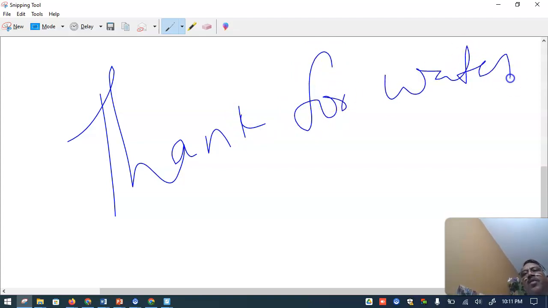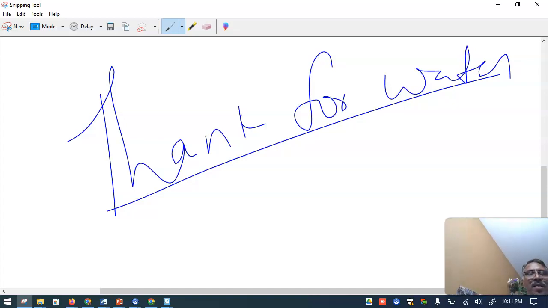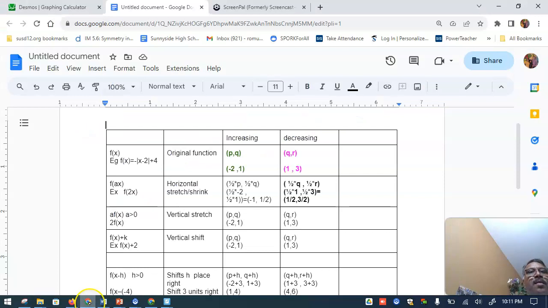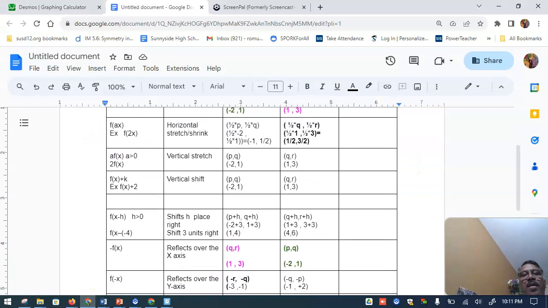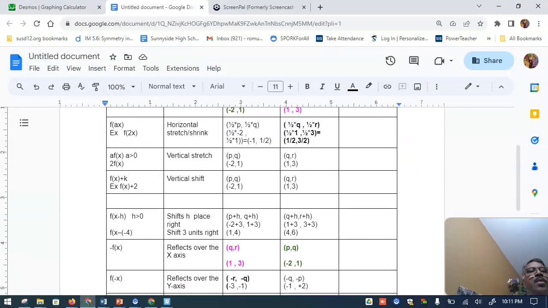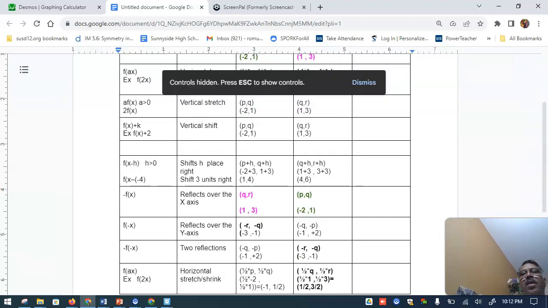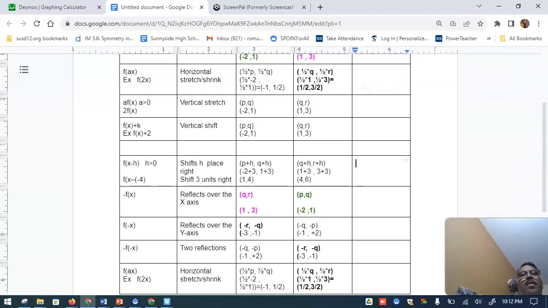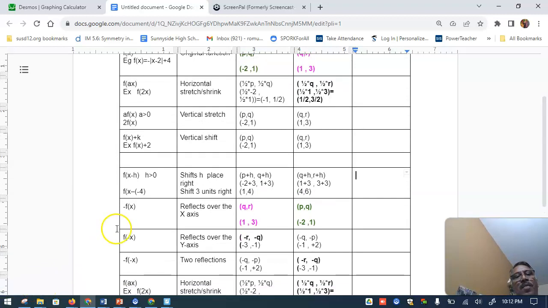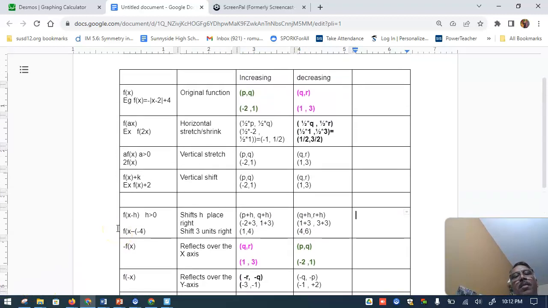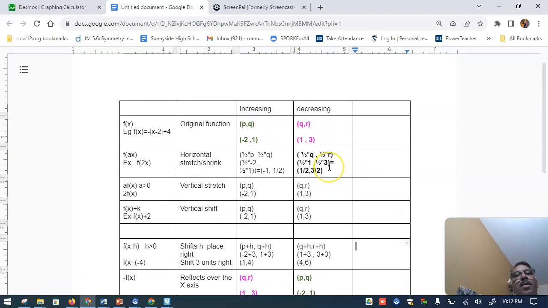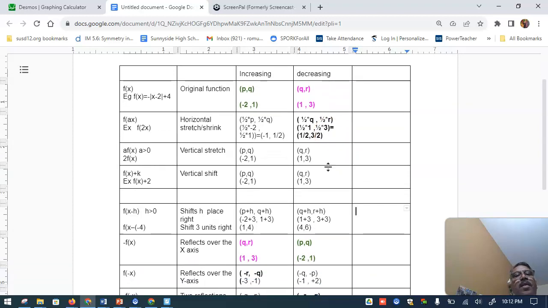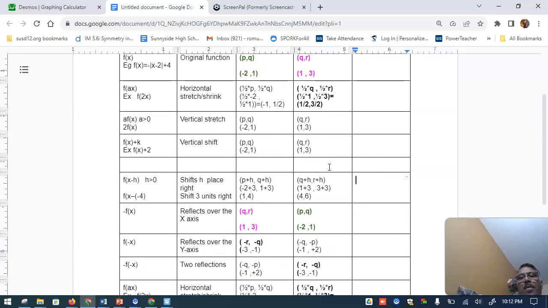So the goal was just to create formulas. How does transformation of the function affect the increasing and decreasing intervals? That's why I made a nice table here. And I want to show you the view full screen. And there you go. So this is the full screen of the increasing and decreasing intervals. All this will help.